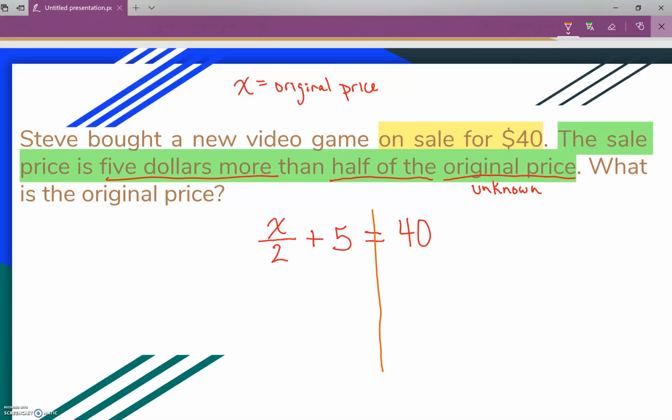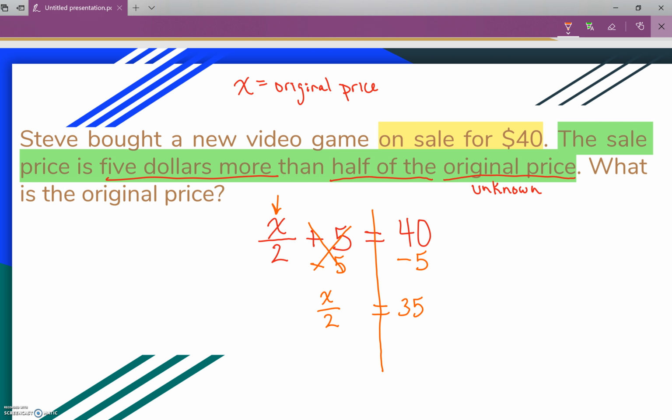So the first thing we want to do is find the variable, and we want to isolate that variable. We want to get it by itself. So we need to subtract 5 from both sides of the equation. Positive 5 and negative 5 will cancel, and that will leave us with x over 2, or x divided by 2, equals 40 minus 5, which is 35. Now our equation says x divided by 2 equals 35.